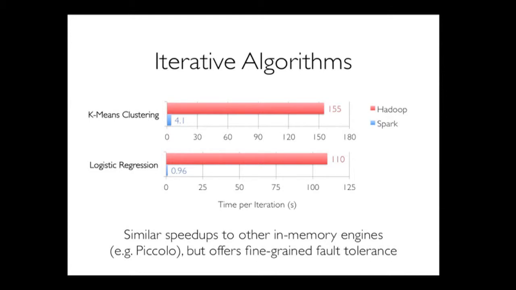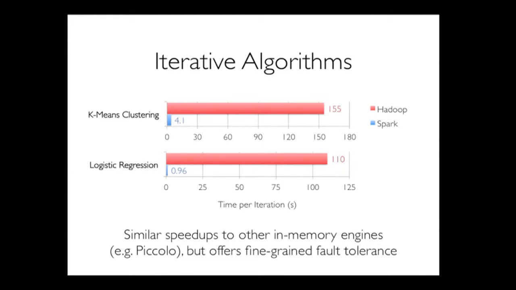So for example, in these iterative machine learning algorithms, we were able to see similar speedups to what I showed. And depending on the algorithm, it can go somewhere from 5 or 10 to 100 times faster, depending on how CPU bound the algorithm is. So here I'm showing k-means and logistic regression and comparing against Hadoop MapReduce.